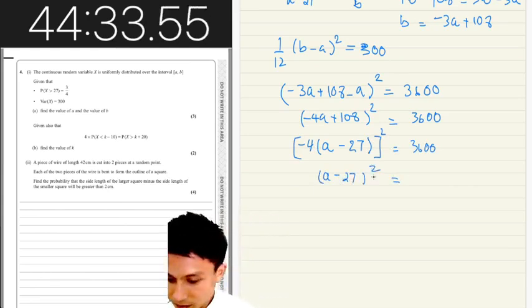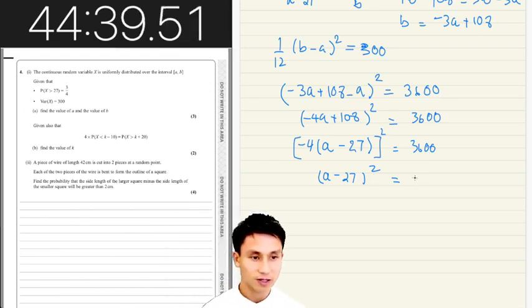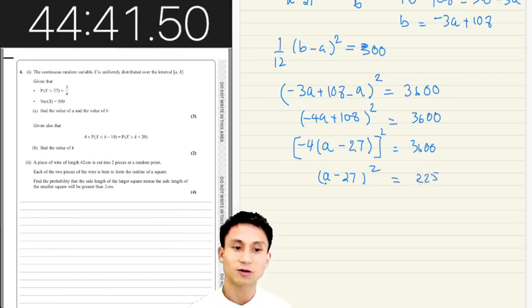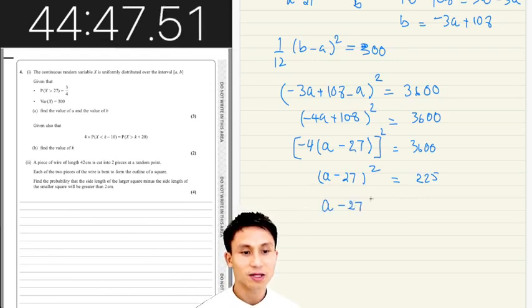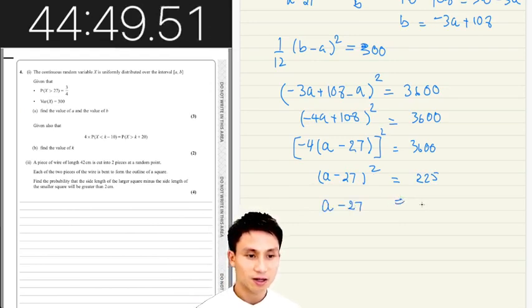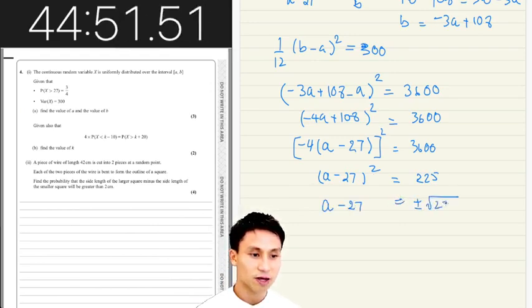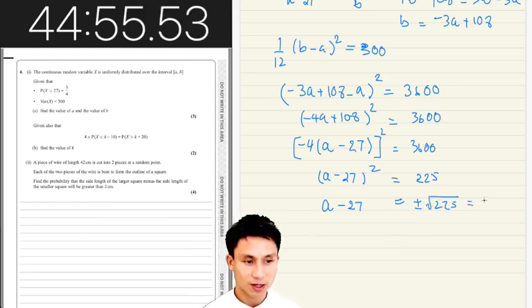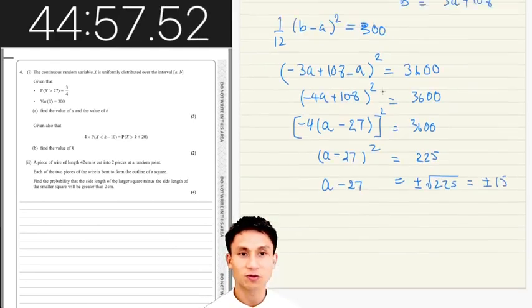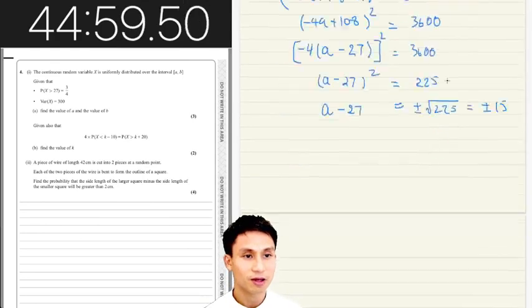I'm just going to do 3600 divided by 16. Okay, so I get 225 here, just to cut out a lot of numbers. And here, well, yeah, we can solve that using completing the square. If we square root both sides, we're going to get plus or minus square root 225, right? Which is plus or minus 15. Square root 225 is 15, yeah?